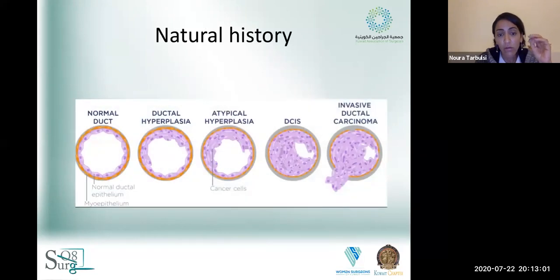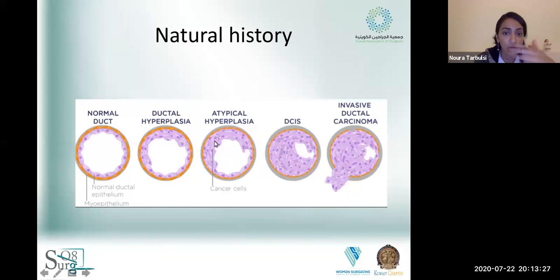Okay, so the natural history. This is a normal duct of the breast with a single layer of epithelium. When normal cells just replicate more than the usual, you're going to have what we call ductal hyperplasia, or if this is happening in the lobules, we're going to call it lobular hyperplasia. And this is a benign condition.